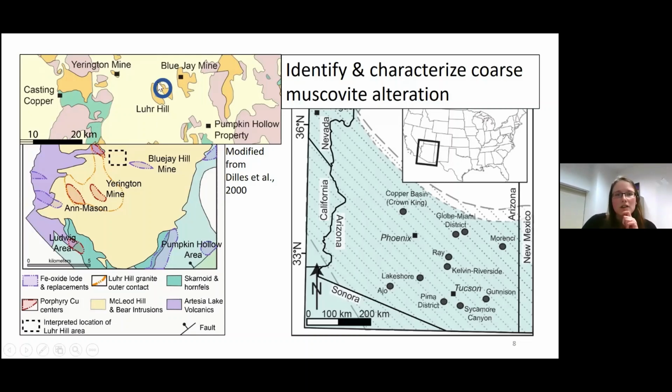So I've done some work on the coarse muscovite alteration out at Lura Hill, and then I decided to take that back to Arizona and go to a handful of Laramide porphyry copper systems and try to look for it in a bunch of systems and better document what the mineral assemblages are, what the variation is, and what the timing of this form of alteration is.